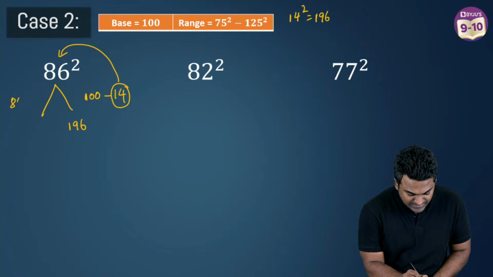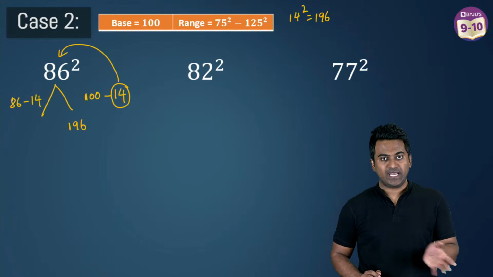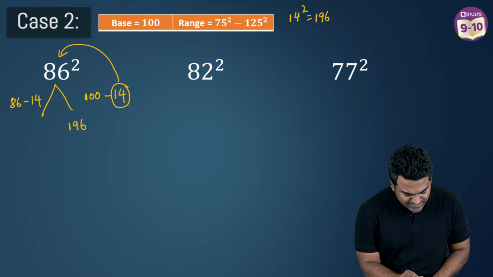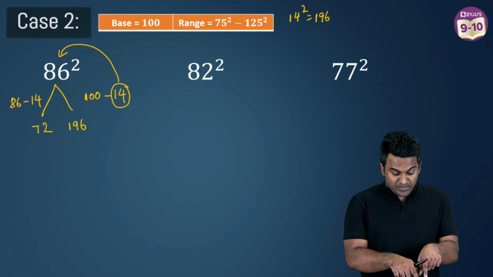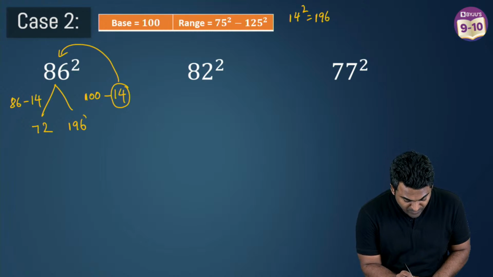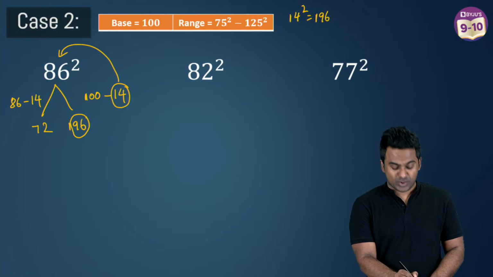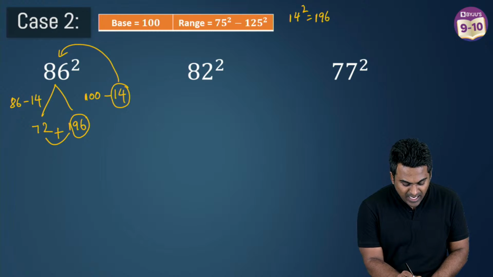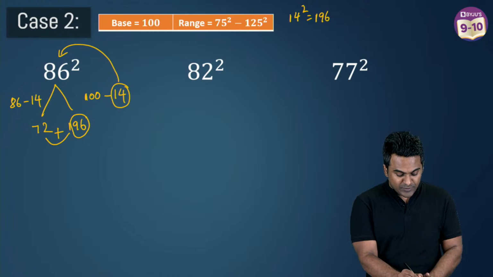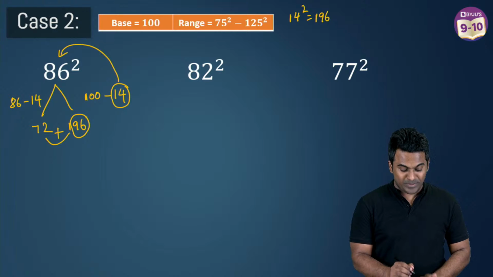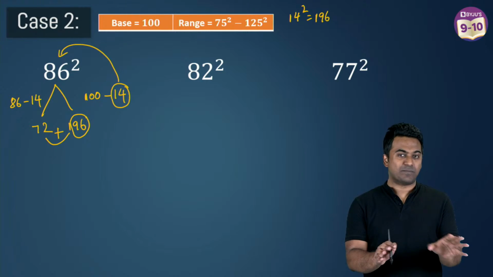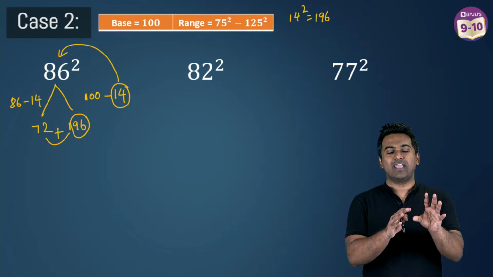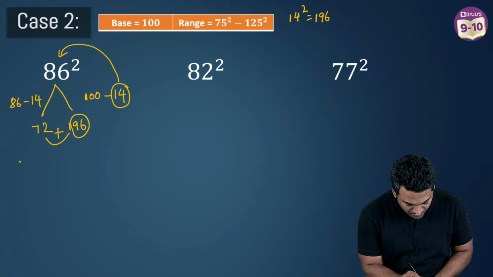From 86, I will subtract 14. And how much do I get when I do this? 86 minus 14 is going to be 72. Okay. Don't make the mistake of taking the whole thing. You have to remember that on the right hand side, you will only take the last two digits, and the digit at the hundreds place will be added to the number on the left. So 72 plus 1 is going to be 73. Remember, carry is always added. Okay, it doesn't matter what you're doing. Subtraction, addition, carry is always added. So 86 square is 7396.